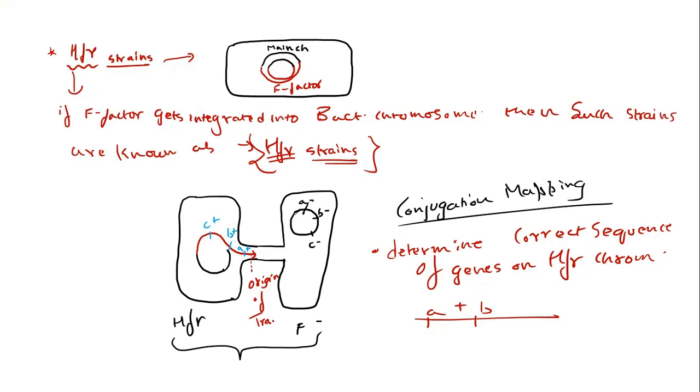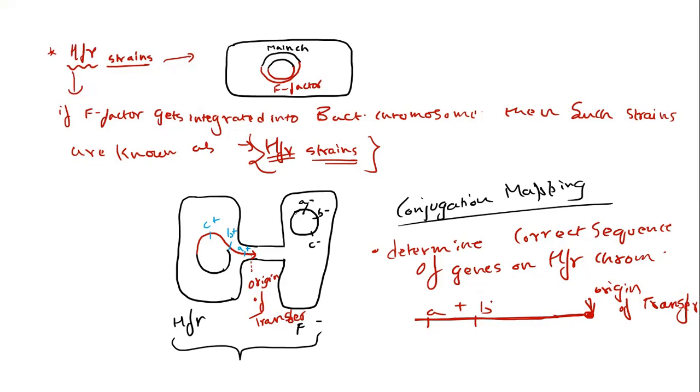Origin of transfer, and with respect to it all distances are measured, just like the centromere used to be in the eukaryotic system. So let's say this is the origin of transfer, right? This point is the origin of transfer because all distances are measured with respect to this. I'm just giving a brief hint of what we will be doing in conjugation mapping.